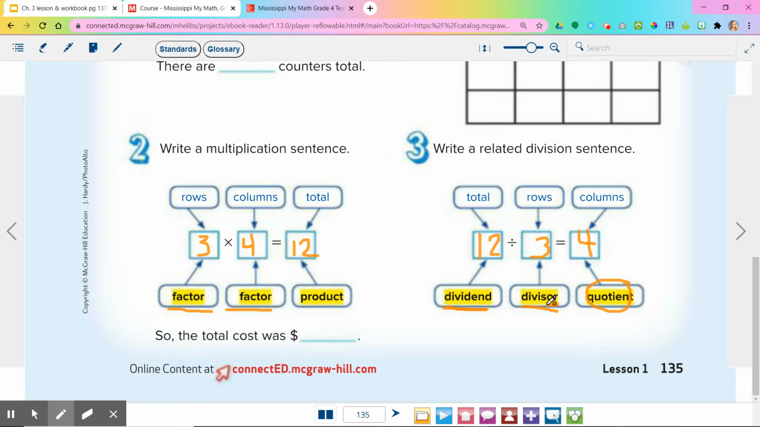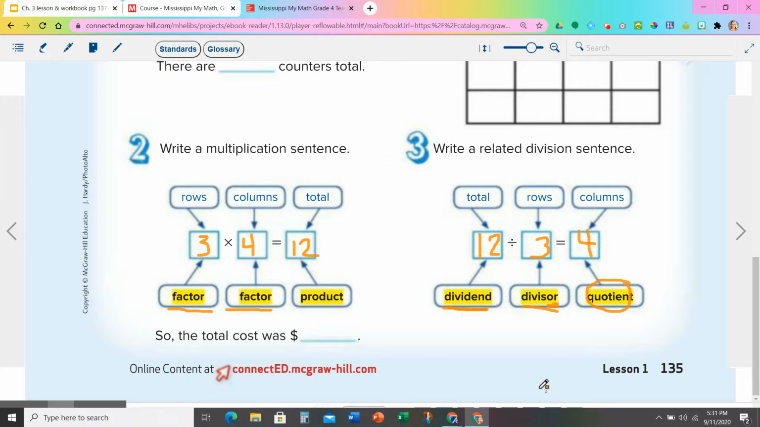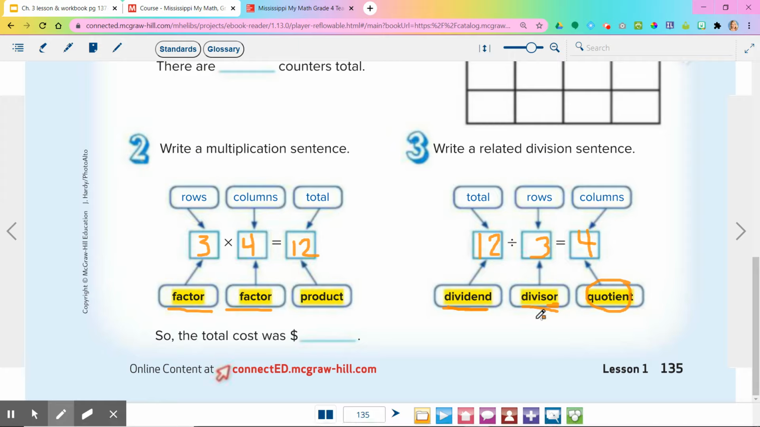Now the divisor, emphasis on the OR ending, makes me think of doctor. Like a doctor does surgery, they cut. So this is actually cutting up my dividend. I'm actually chopping up that dividend. So this is my number that's doing the dividing. It's kind of like my action verb right here. And then, as always, quotient is the answer.